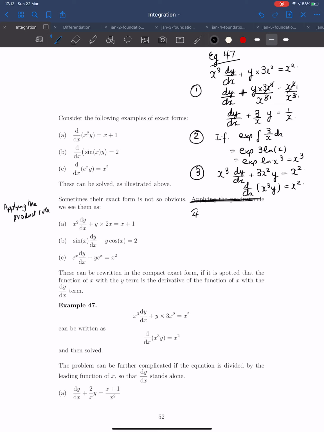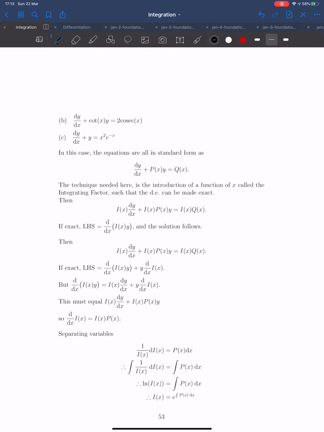So step 4, integrate. X cubed y is the integral of x squared dx. X cubed y equals x cubed over 3 plus c. So y, dividing by x cubed, is 1 over 3 plus c over x cubed.